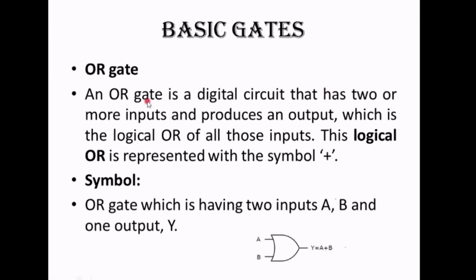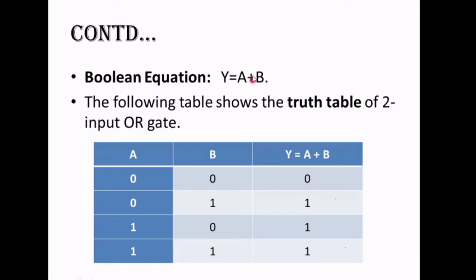So a logical OR gate is a digital circuit which has a minimum of two inputs and it produces one output, which is known as the logical OR of those inputs. Now, the symbol for your logical OR gate is shown over here. This kind of symbol is there. And the mathematical expression of the logical OR gate is given by y is equal to a plus b.